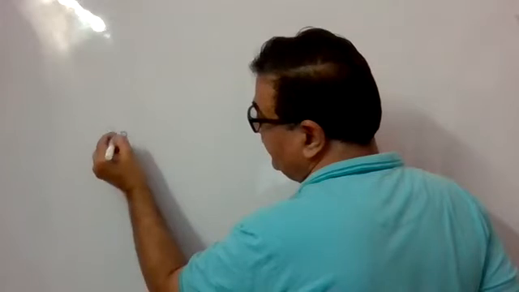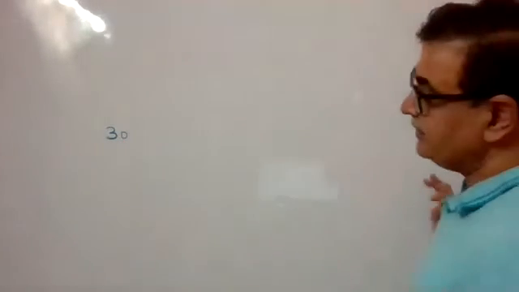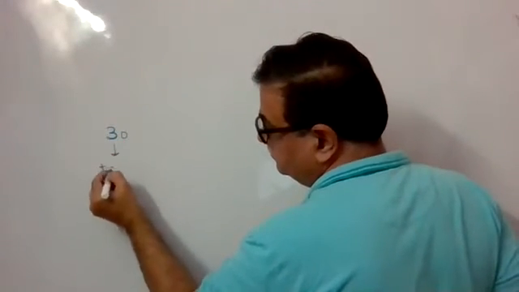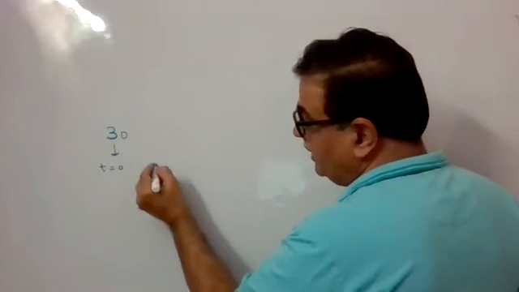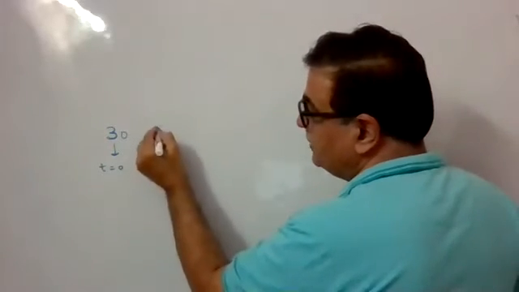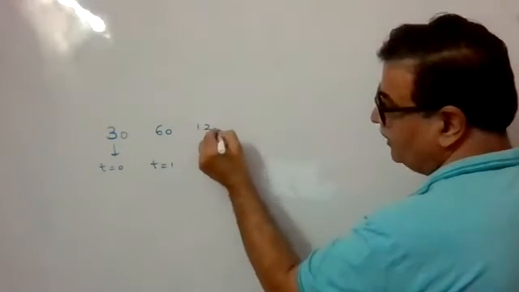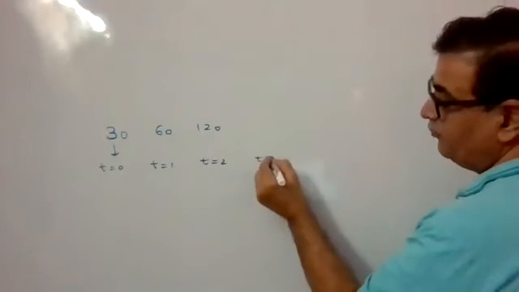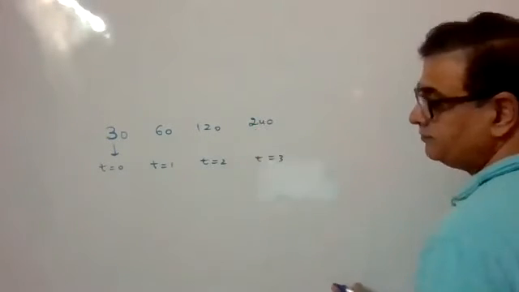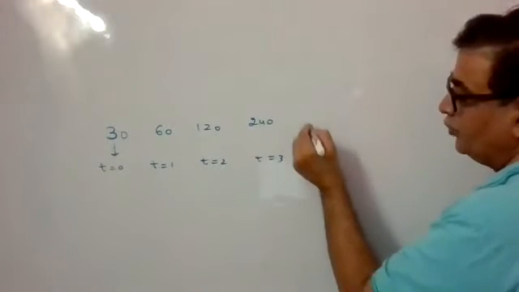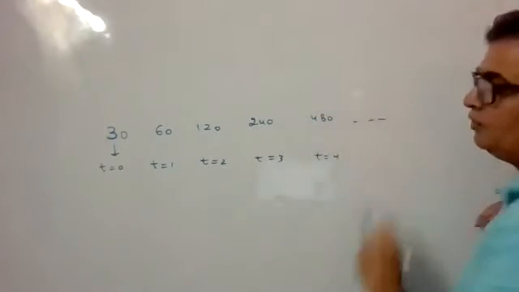After 2 hours, it's 120. Yes. What it says, first the number of bacteria present is 30, right? That is at time 0. After 1 hour, it will double, so it will become 60. Then after 2 hours, what it will be? 120. Then after 3 hours, it will be 240. After 4 hours, it will be 480. So on it will go.